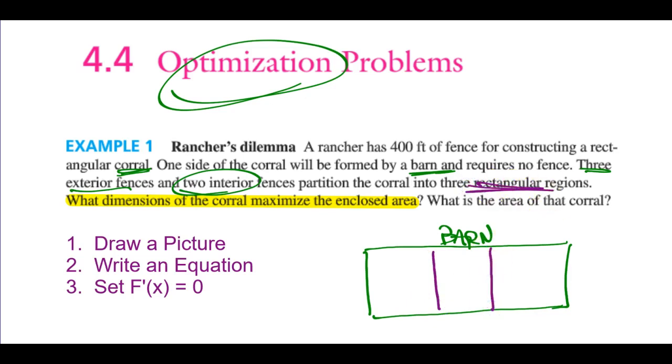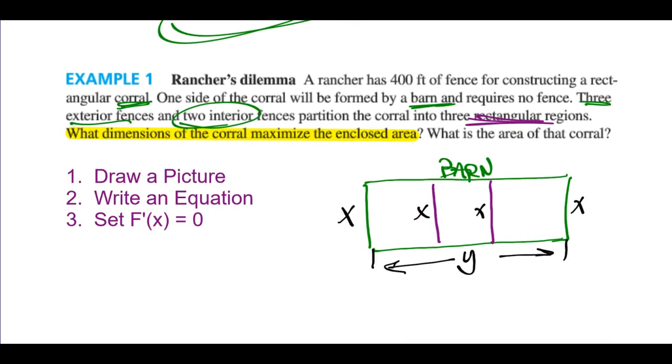So when you're doing your test, it's really important for you to define your variables for me clearly. I'm going to call these x's. You might call them y's, and then I'm going to call this distance y, and you might call that an x, or you might even call that a length and a width. So that's why it's important for you to define your variables.